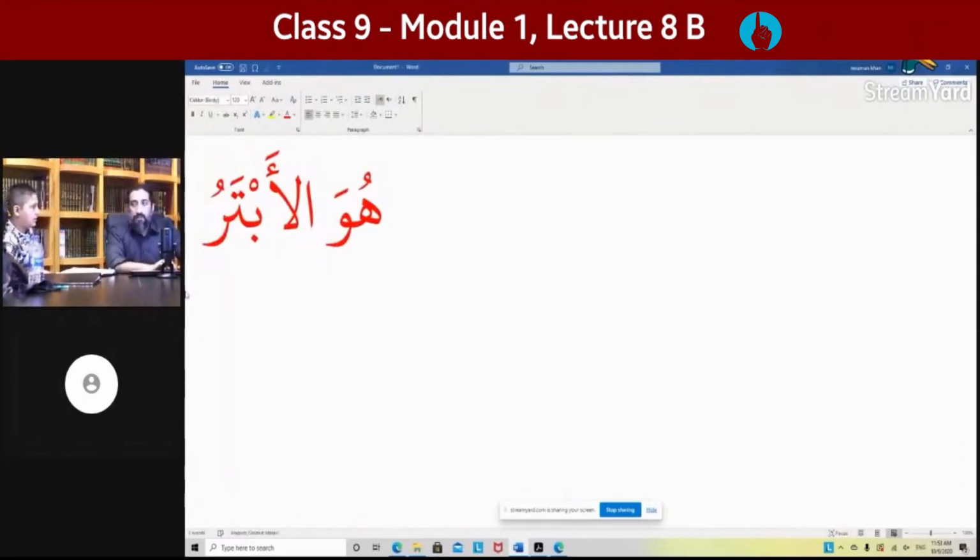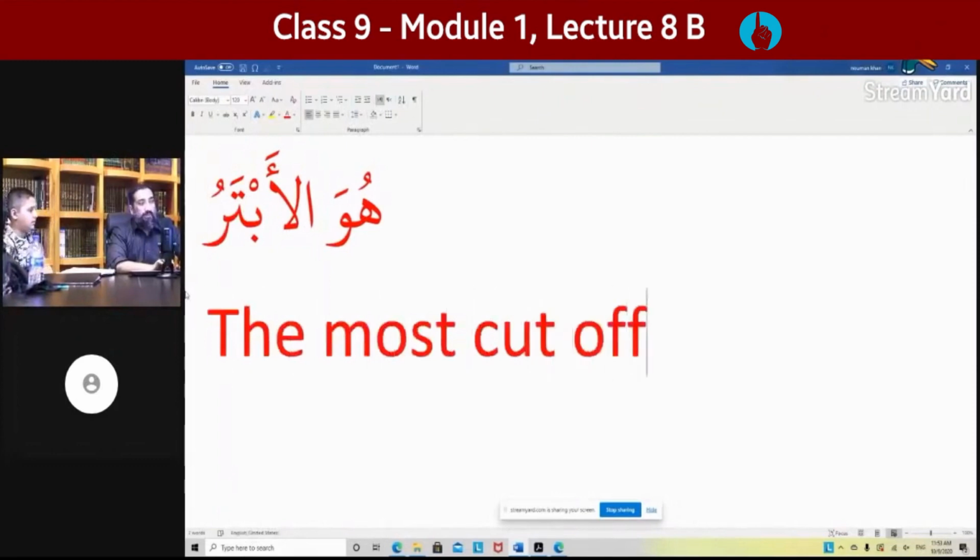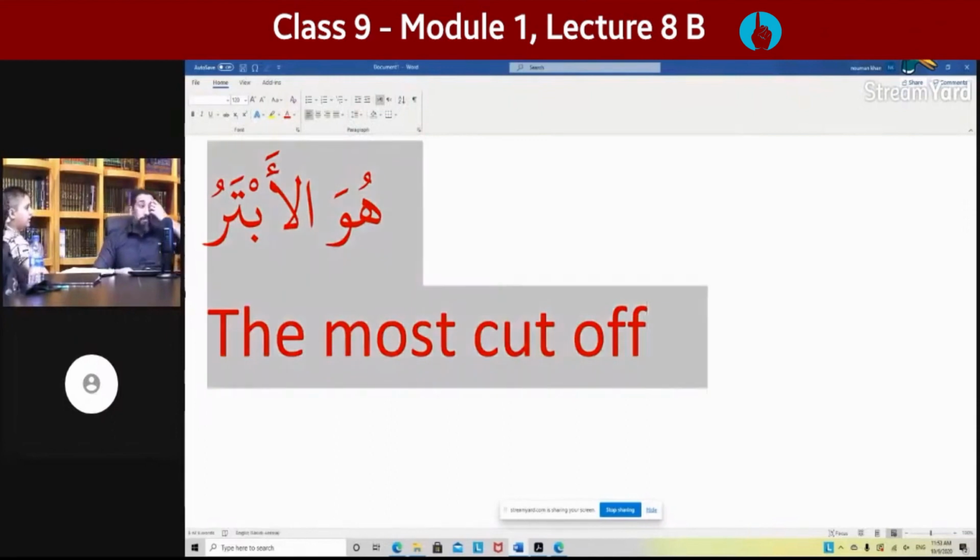Inna shani'aka. Huwa al-abtar. Abtar means the most cut off. He is the most cut off. Inna shani'aka, your enemy, is the most cut off. Huwa al-abtaru. The Prophet ﷺ was told this.